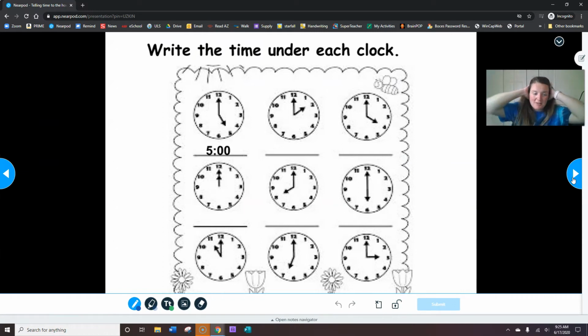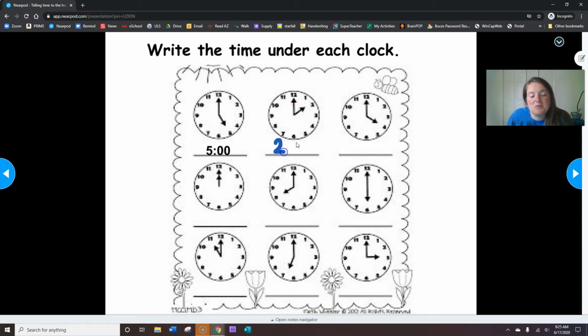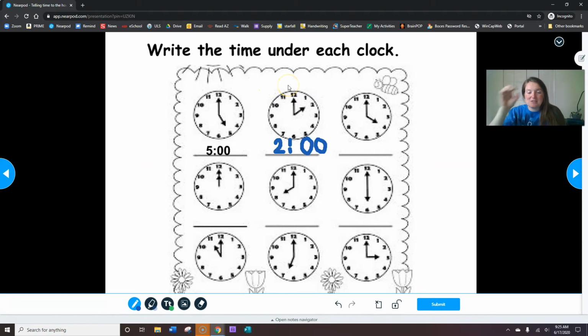So write the time under the clock. All of these have the big hand pointed at the 12, so all of them end with o'clock. The way that we know what time it is, we have to look at the small hand. Okay? So the small hand here is pointed at the 2. So the time is 2 o'clock, because the big hand is on the 12, o'clock.